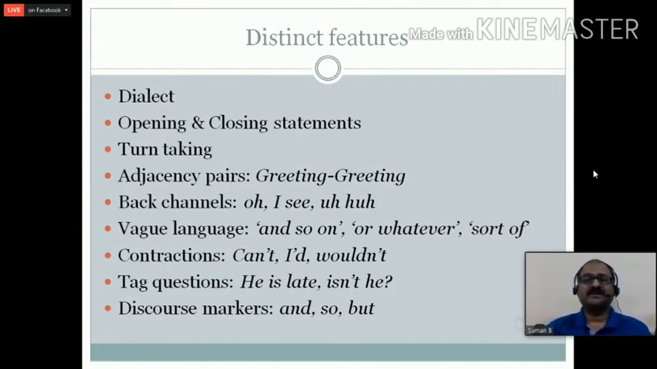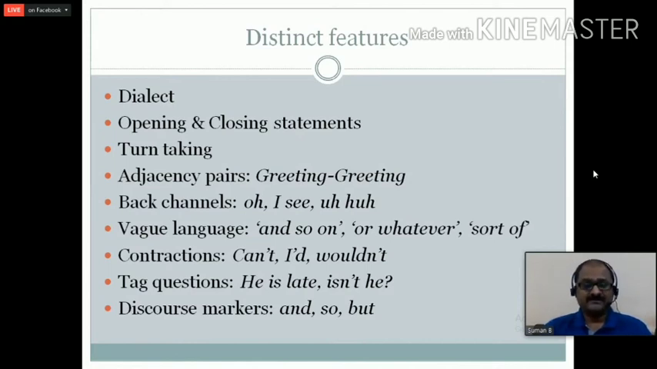Opening statements like hi, hello, how are you, right? So for these kinds of statements, there are fixed structures which we commonly follow for opening as well as closing. Turn taking, right? In spoken English, turn taking happens very logically and meaningfully, as if it is pre-decided by somebody. Speakers and listeners know when exactly to offer and also take turns.